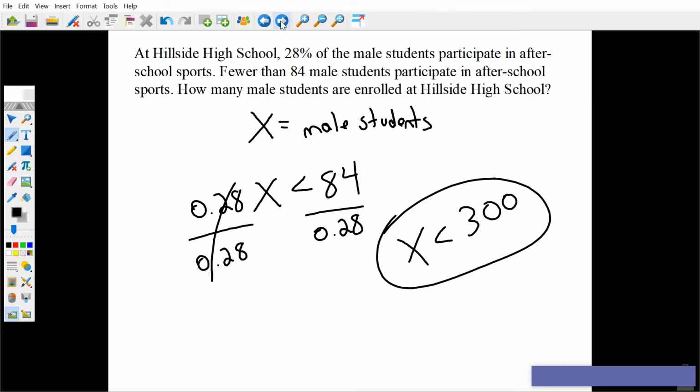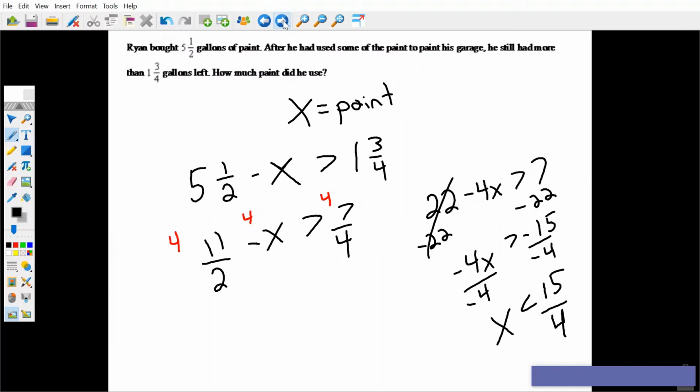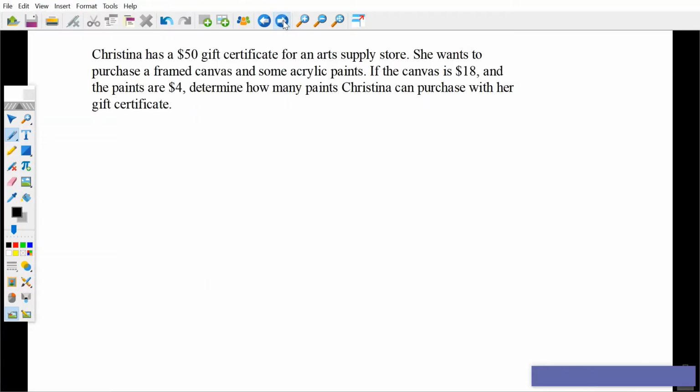0.28 is 28%, right, as a decimal, 0.28x, and it says less than or fewer than 84 male students participate in after-school sports. So 28% of them participate in after-school sports. So that means that if we solve this, there are less than 300 male students at the school. Okay, that was a little tricky, but I think you can do it. We'll skip that one. Let's try this one.